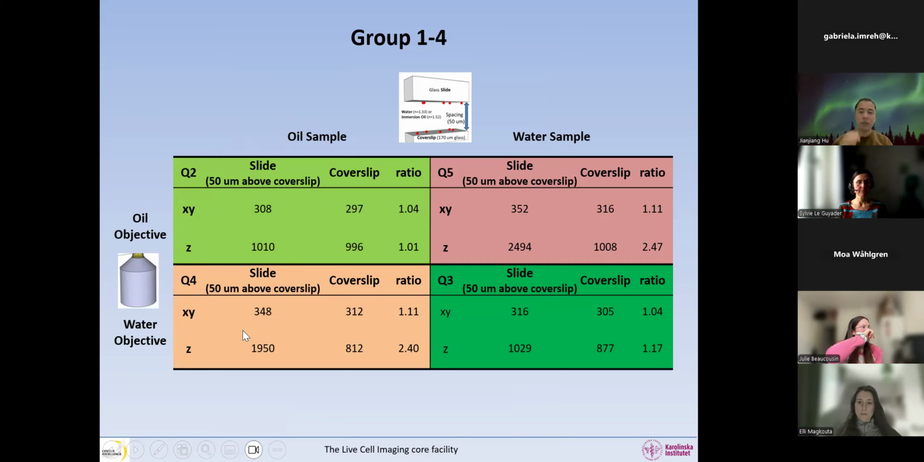However, if we have mismatched refractive index, for example, if we use a water objective to image an oil sample, or an oil objective to image a water sample, we will have very bad Z resolution when the sample is 50 microns away from the cover slip. Not that far away, actually. It's a little bit far away. The effects start getting worse and worse the further you get from the cover slip.